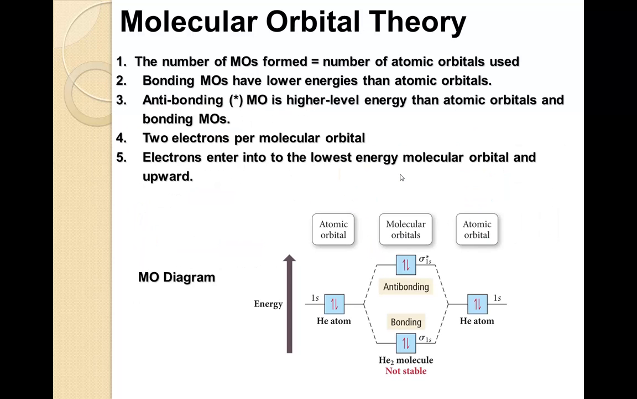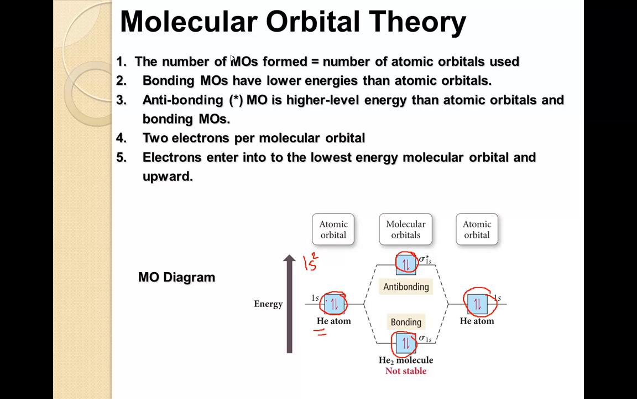So let's take a look at the molecular orbital theory. The number of molecular orbitals formed is equal to the number of atomic orbitals used. What this means is if we take hydrogen, for example, actually this is helium. Helium is 1s2. So we have an s orbital here, and if we have two helium atoms coming together, we have another s orbital over here, for a total of 2 orbitals. That's why we have a bonding and an anti-bonding. For every atomic orbital, there's a molecular orbital.